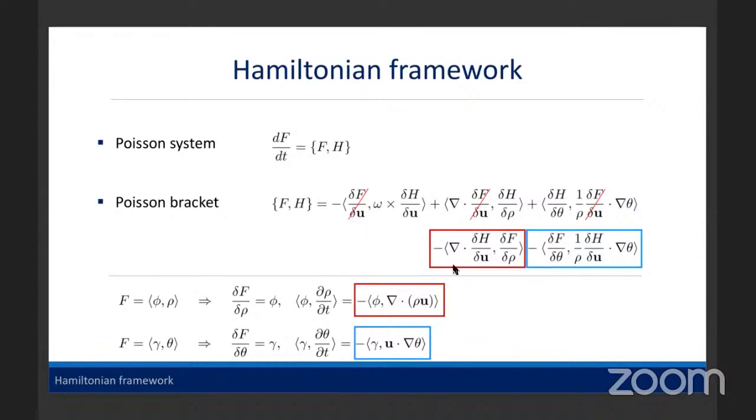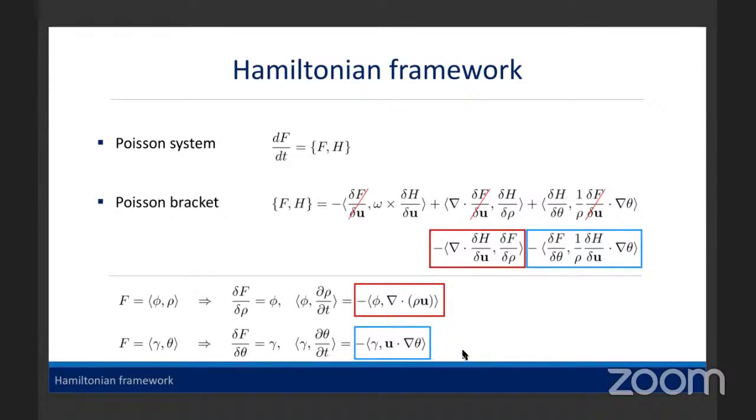So we're only left with the red box here on the right-hand side of the Poisson system. And so we get our usual continuity equation, because this delta h delta u is just rho times u. And similarly, if we pick the right functional for the temperature, test function times temperature, then everything in the Poisson bracket disappears except the blue box, and that's equal to flux over rho, so that's just u, and we get our usual temperature advection equation.